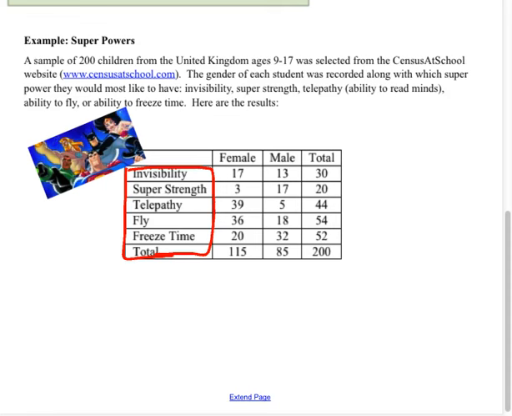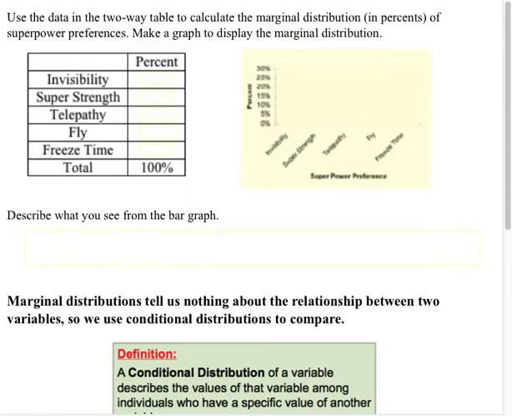On the next page, if you notice, it asks us to use the data in the two-way table to calculate the marginal distribution in percents of superpower preferences. So here now, we're ignoring gender. All we're doing is looking at the superpowers. For the marginal distribution of superpowers, the first thing I would do is list out each of those preferences. Obviously I have the table made for you, but in your homework tonight, for the marginal distribution of superpowers, list the superpowers.